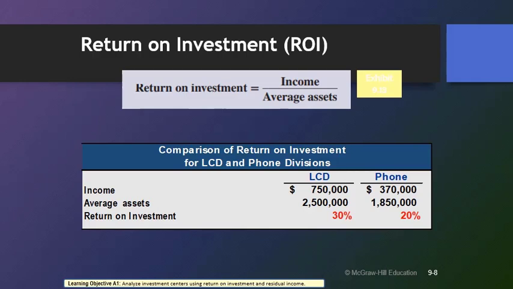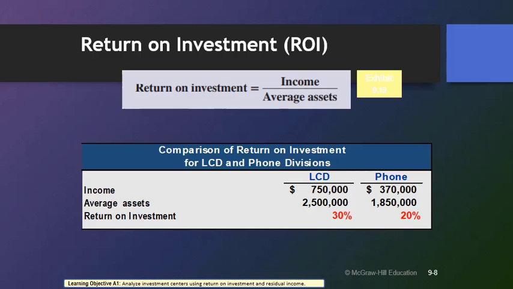Because what it essentially tells them is for every dollar of assets that they invest, they are going to get a bigger return in the LCD division compared with the phone division. Okay, so this may tell management that, hey, if we've got some extra dollars to invest, assuming that demand is there, we should probably invest it in the LCD division because that's where we're going to get the most return on our investment.